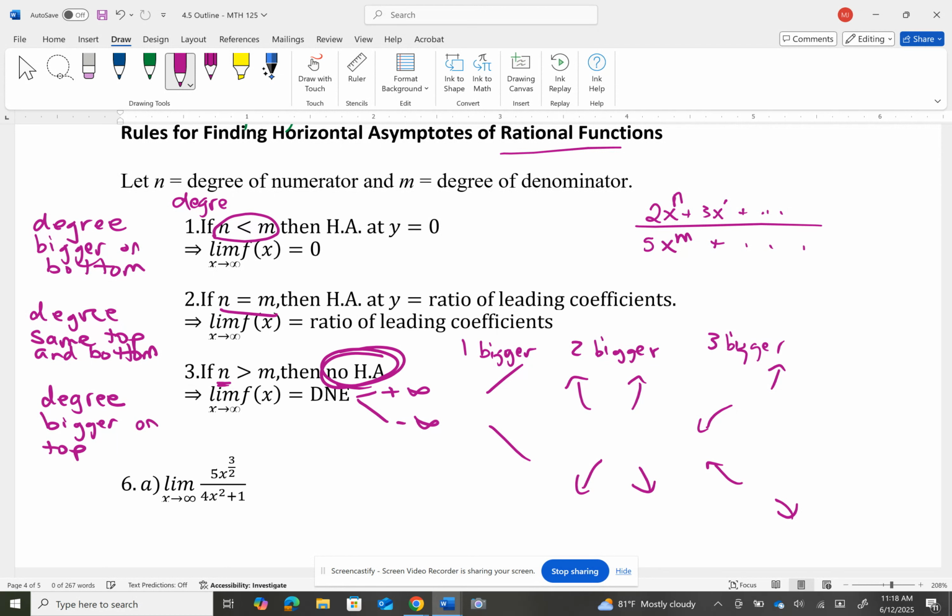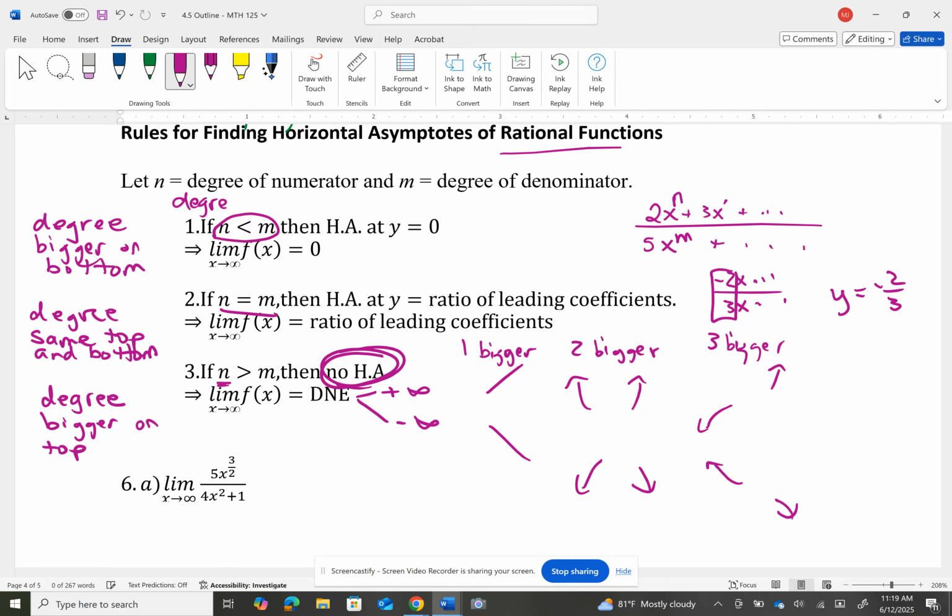Case 2 is saying if you have something like, what did we have on the previous one? I'll use that as an example. If you had a negative 2x as your leading term on top, and then a 3x as your leading term on the bottom, then you know you're going to have a horizontal asymptote equal to the ratio of those leading terms. So in that case, it would be y equals negative 2/3. And then this one is like our first problem.